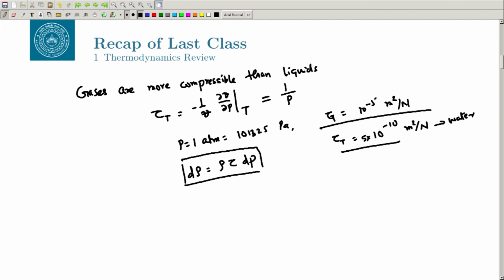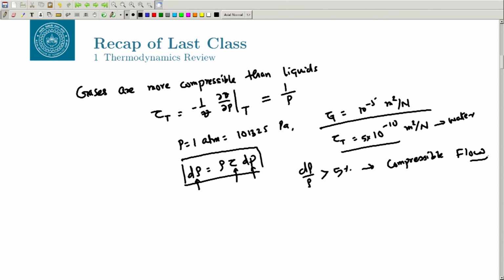So, because the tau of air is higher, for a given change in pressure you will have a higher change in density, and we said that if the change in density is more than 5%, that means your d rho by rho is greater than 5%, then it will be a case of compressible flow. We can no longer ignore the density change here, right.